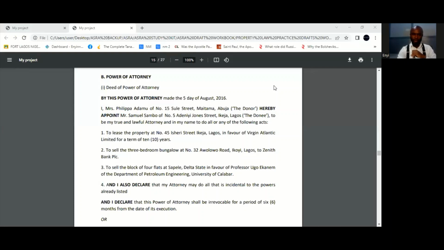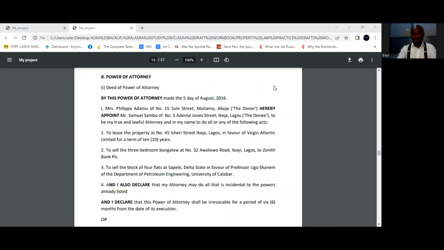Hello, today we're going to learn about how to draft a deed of power of attorney. Now, of course, a power of attorney is that instrument by which one person, who we refer to as a donor, appoints or delegates authority to another person whom we refer to as a donee or as an attorney to do acts on his behalf. So a power of attorney, of course, can be granted simply in writing or by deed.